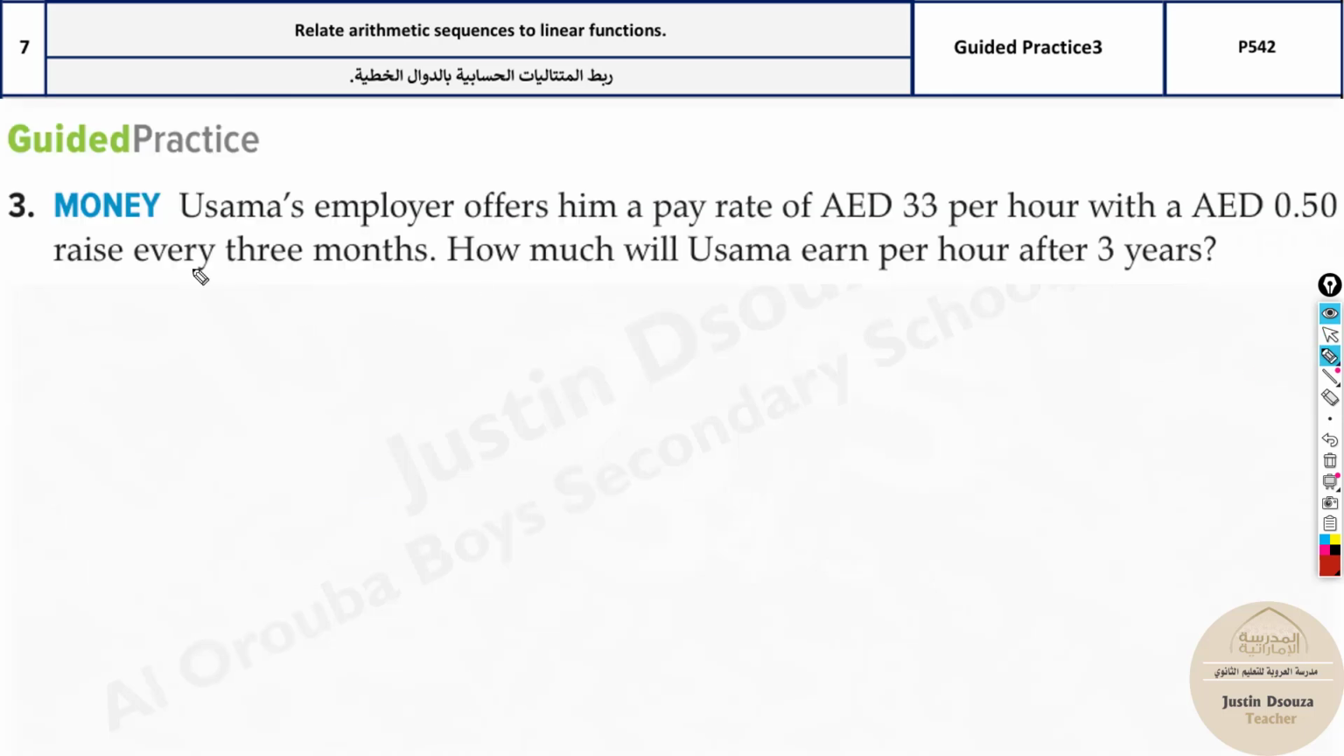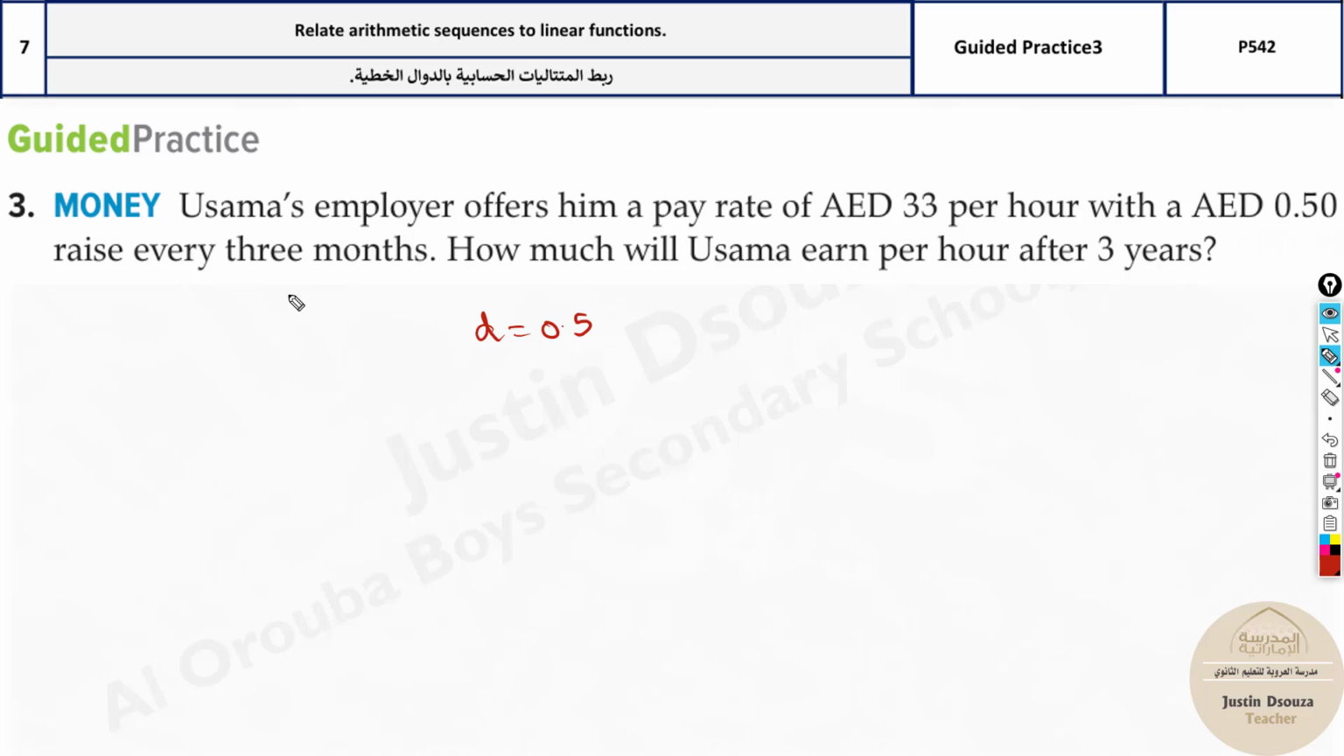About money. Usama's employer offers him a pay rate of 33 dirhams per hour with a 0.5 raise every 3 months. How much will Usama earn after 3 years? Now here, what do you think is term 1? They have told a lot of things. This is what it's increasing every 3 months. So d is 0.5. The after 3 years is what you need to solve.